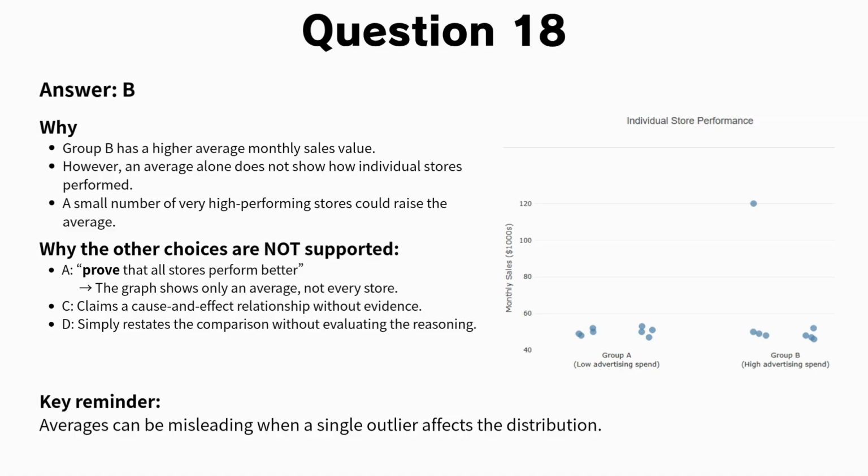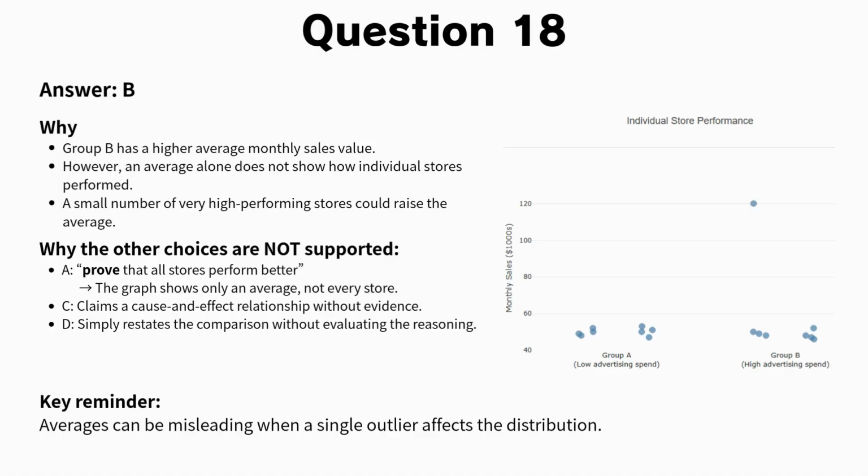The correct answer is B. The manager's conclusion may be reasonable, but the average alone does not show that all stores in Group B have higher sales. Let's analyze why this is correct. Group B does have a higher average monthly sales value, approximately $60,000 compared to Group A's $50,000. However, an average alone does not tell us how individual stores performed within each group.